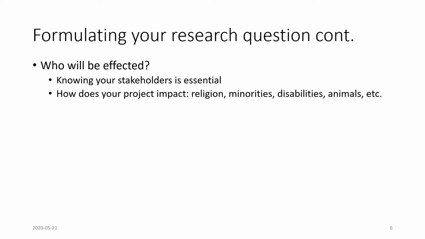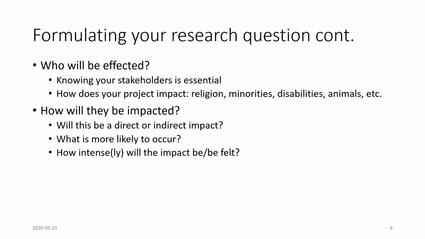And this is all something that you're going to be considering, especially in a scientific project in synthetic biology. You need to be considering at the very beginning how these projects might be impacted later on by something like religion, or by minority groups being affected, or by people with disabilities and everything like that. And for how they will be impacted, well, is this going to be a direct or indirect impact?